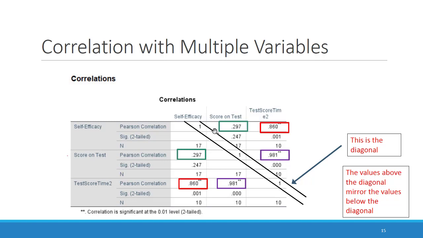This is the diagonal that I was talking about before. Anything correlated with itself is a value of 1. So that's our diagonal, because self-efficacy is correlated with self-efficacy here, score on test is correlated with score on test here, and test score at time 2 is correlated with test score at time 2 here. And you can see that what is above the diagonal is mirrored also below the diagonal. It's the same results.